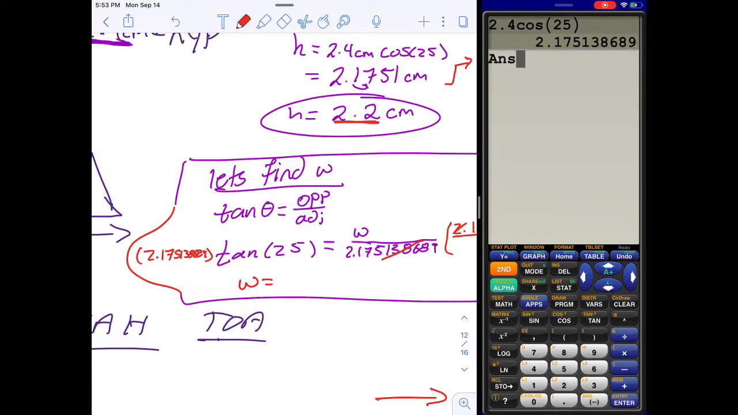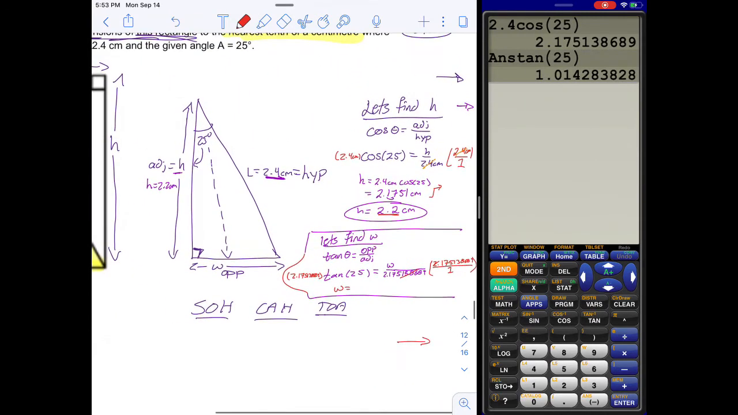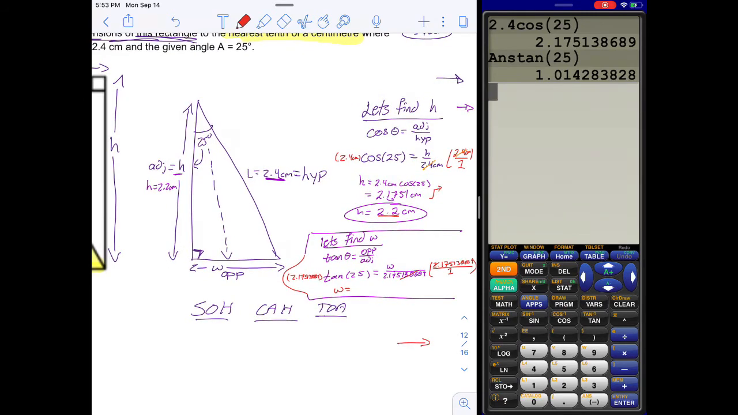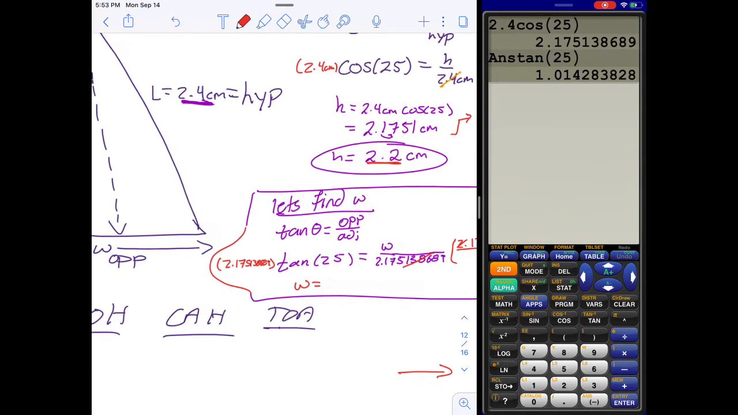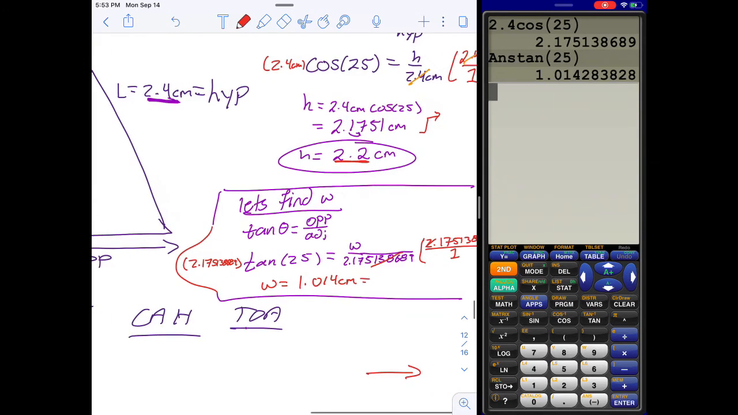So my last answer was 2.175, and so on. And now, what are we doing with 2.17? That's what ANS equals at the moment. I'm going to multiply ANS by 10 tan 25. Oh, whoops. Oh, yeah. And that gives us what W is, 1.014 centimeters.